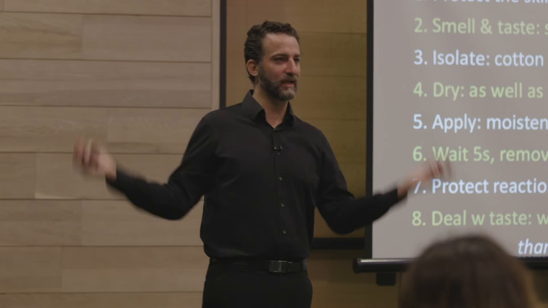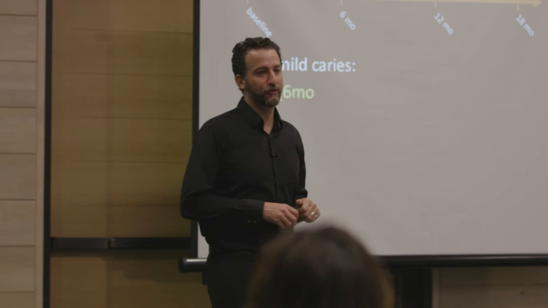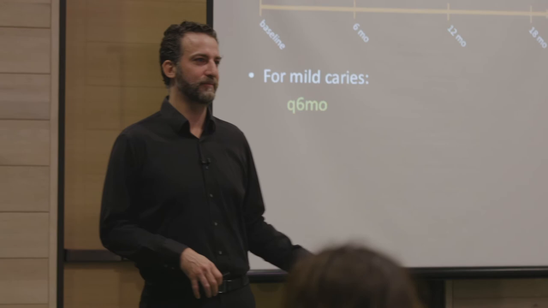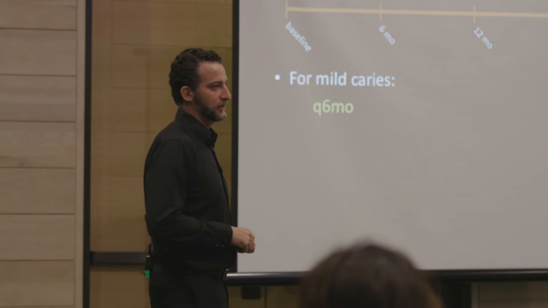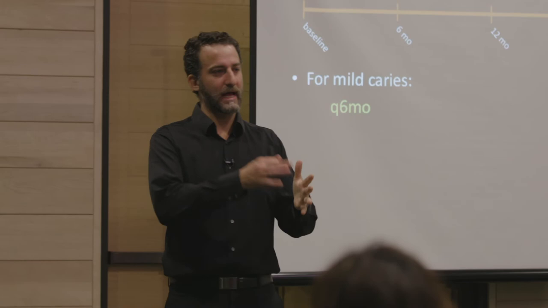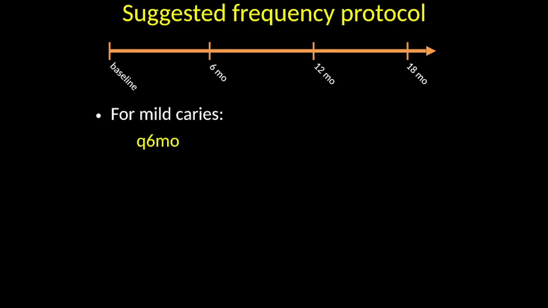Okay, so the suggested frequency protocol. I'm gonna tell you, then I'm gonna show you why, and then I'm gonna tell you again. Then we're gonna pause. Okay, we have really good evidence. Q6 months, I'm sorry about my abbreviations. This is like a prescription, that's the Latin abbreviations that we use for prescription. Every 6 months, twice a year, this is my timeline. See the cavity, treat it, again in 6 months, treat it again in 12 months, treat it.